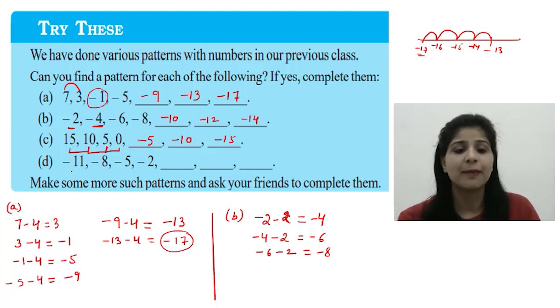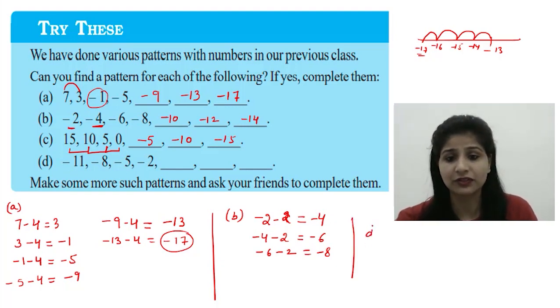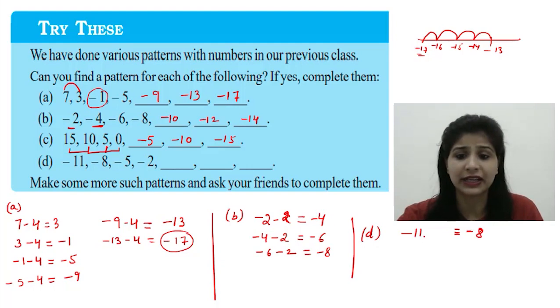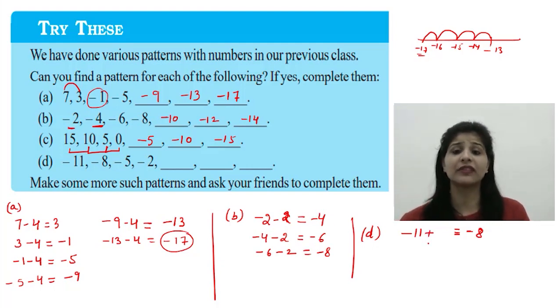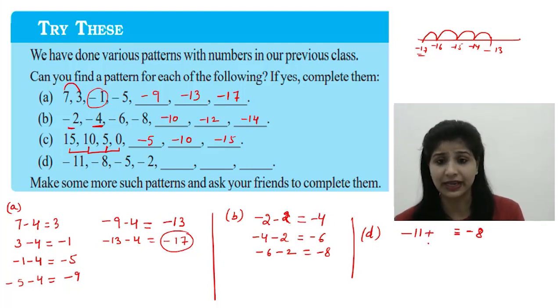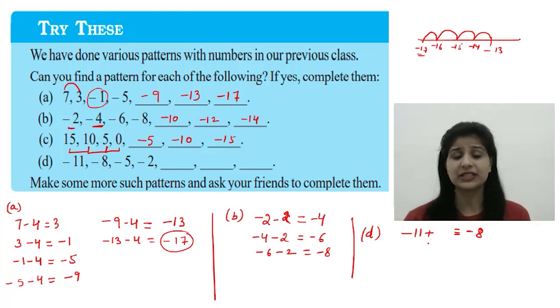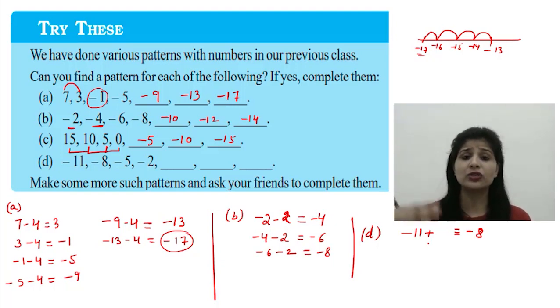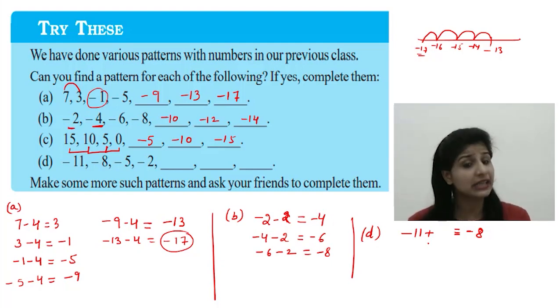The last one, if we talk of the D part: minus 11, then minus 8 as the answer. Yes, we are getting a negative answer. So what have we done actually? What is the number we have added or subtracted? See, if I subtract some negative number, like minus 2 or minus 3 from minus 11, it is going to go more negative, right? If I do minus 11 minus 1, that is going to be minus 12, but here the numbers are decreasing.